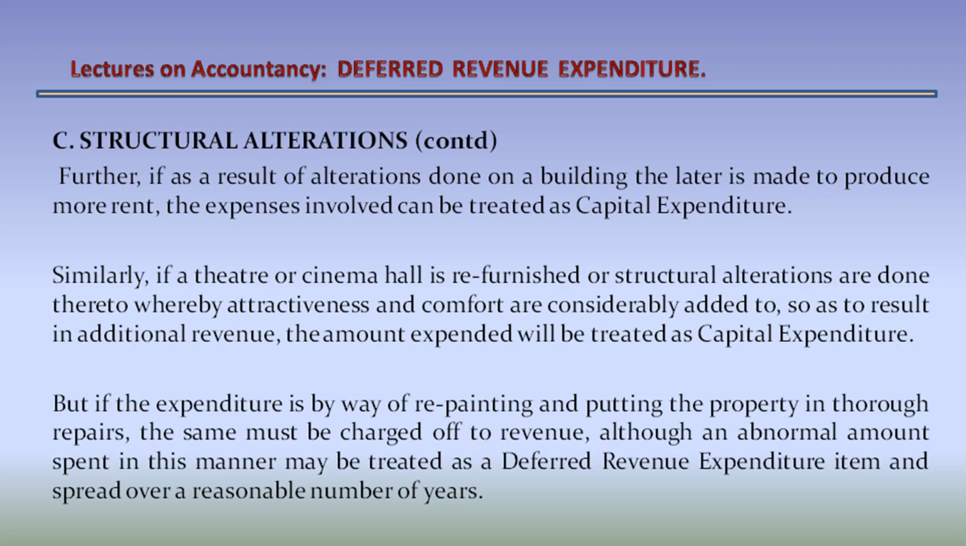Similarly, if a theatre or a cinema hall is refurnished or structural alterations are done thereto whereby attractiveness and comfort are considerably added to so as to result in additional revenue, the amount expended will be treated as capital expenditure. But if the expenditure is by way of repainting and putting the property in thorough repairs, the same must be charged off to revenue, although an abnormal amount spent in this manner may be treated as a deferred revenue expenditure item and spread over a reasonable number of years.